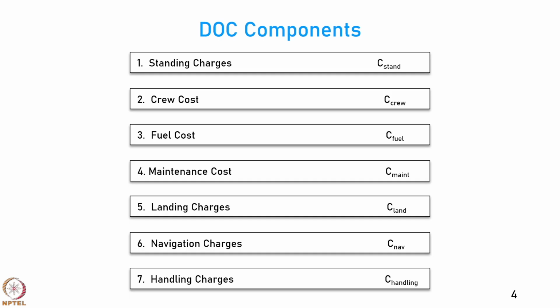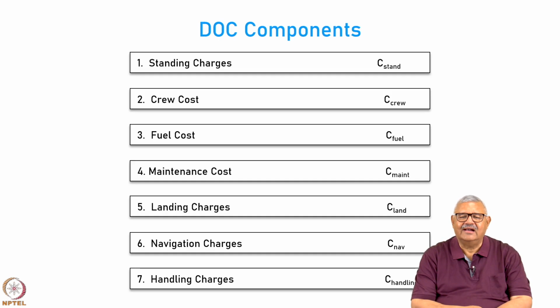The various components of DOC that are normally considered are as follows. There are standing charges, which are depreciation, interest plus insurance. There are crew costs, which are the cost of cabin crew and the cockpit crew. Then there are fuel costs.